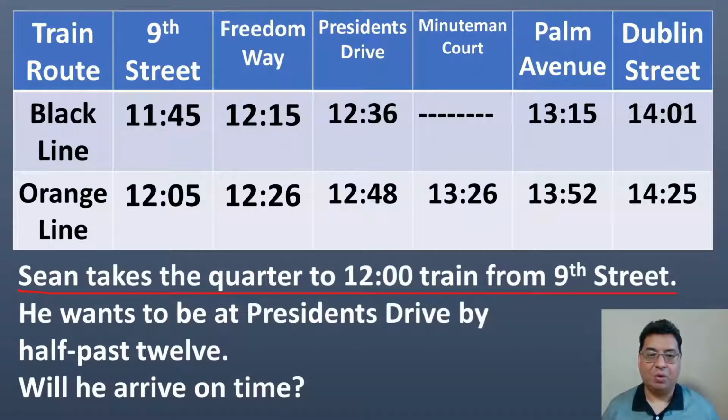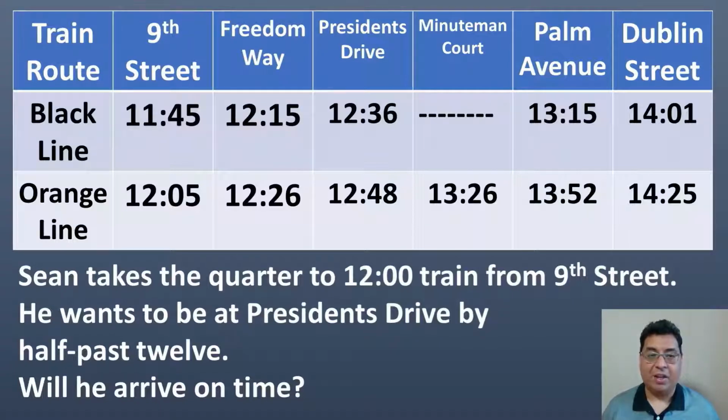Sean takes the 11:45 train from 9th Street. He wants to be at President's Drive by 12:30. Will he arrive on time? So the answer is very short, but you've got to make sure you read this carefully again. So Sean wants to take the 11:45 train from 9th Street. So you've got to understand what 11:45 means. If you're not sure, I made a video about it previously. Go check that one out.